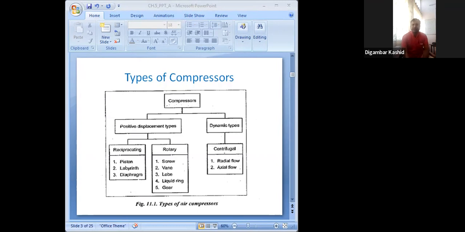And in the rotary type, we are going to discuss the vane type rotary air compressor, screw type, and lobe type. Getting it? For study purposes, these compressor types we are going to discuss in detail, and these compressors are more important from a subject point of view and as per the curriculum point of view.